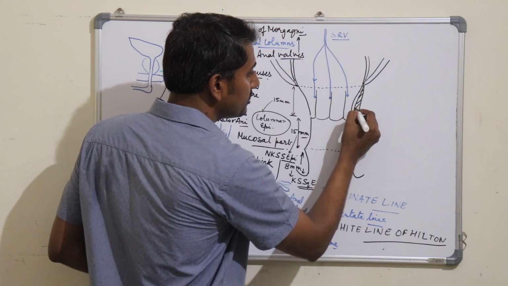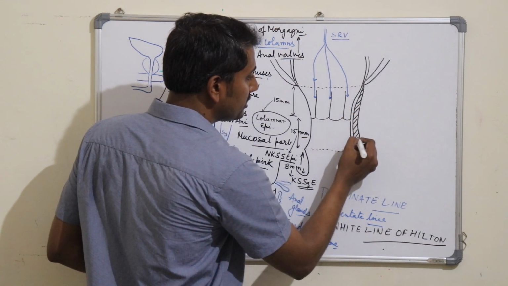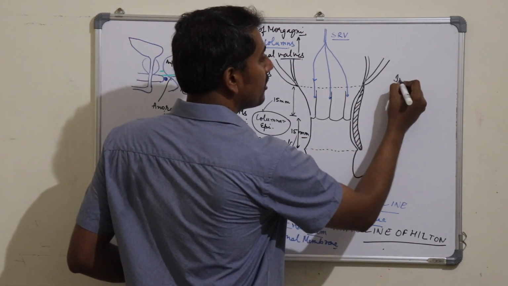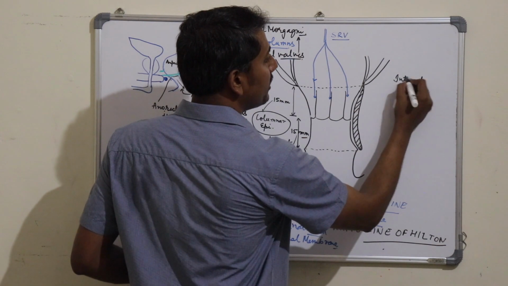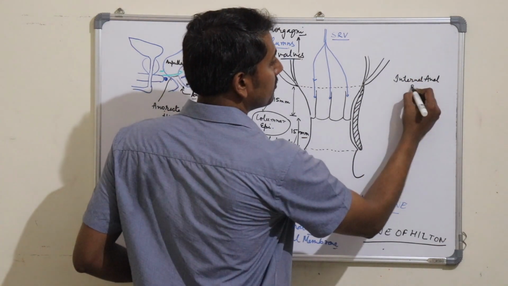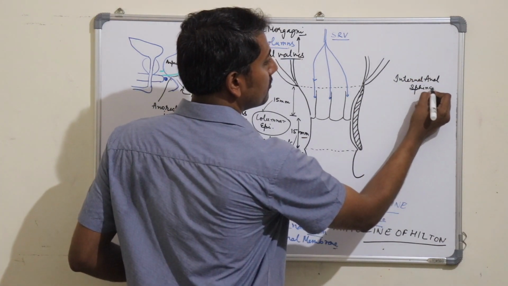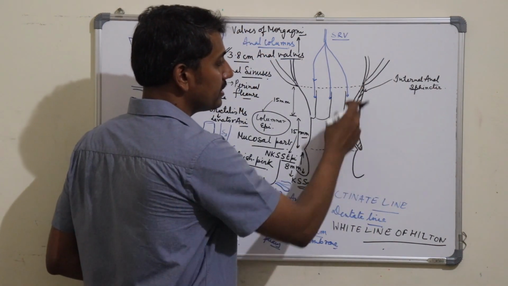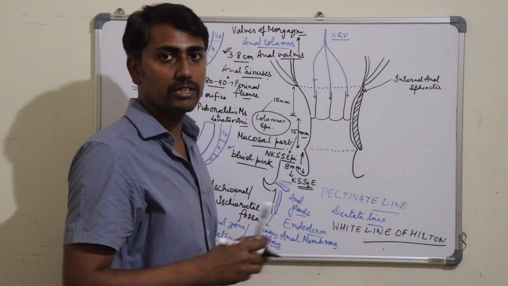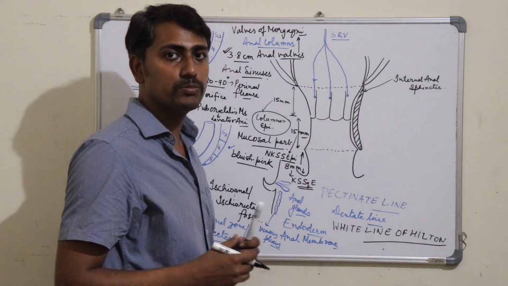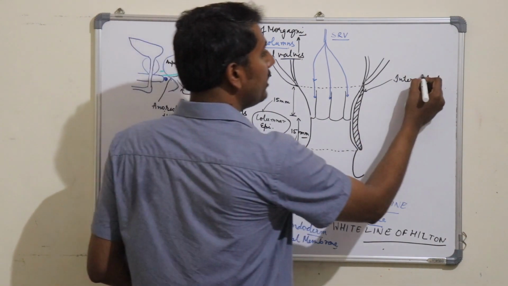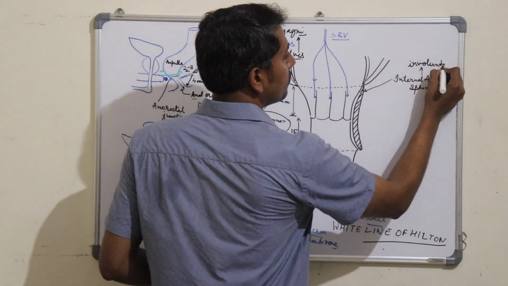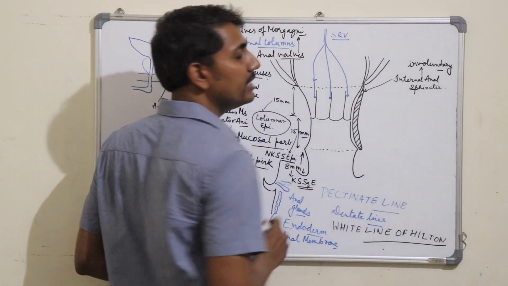This thickened inner circular layer is known as internal anal sphincter. Since the internal anal sphincter is modified inner circular layer which is made up of smooth muscle, therefore it is involuntary in nature, which is supplied by autonomic nerves.